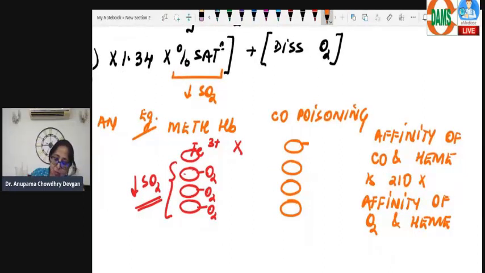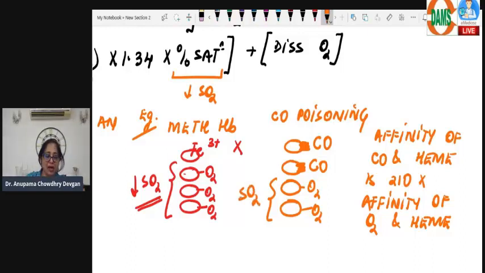So what happens is, once carbon monoxide binds with heme, it becomes almost irreversible. It cannot be displaced. That is how tight, how high the affinity is. So what will happen to the saturation? Let's say if two heme have got a carbon monoxide, what will happen to the saturation? Saturation of the heme with oxygen will now reduce.